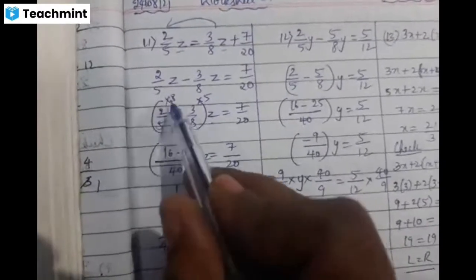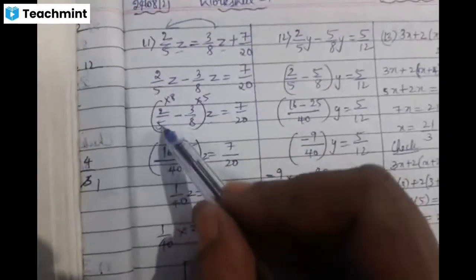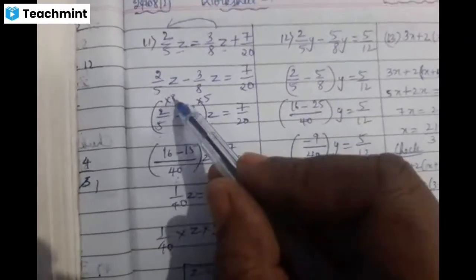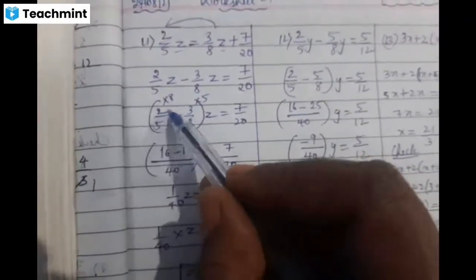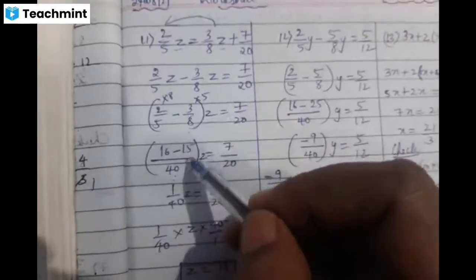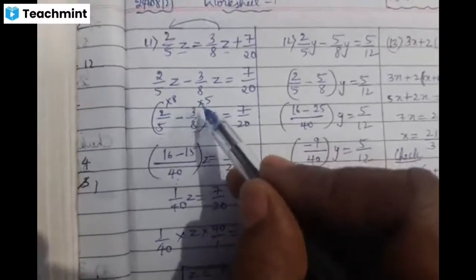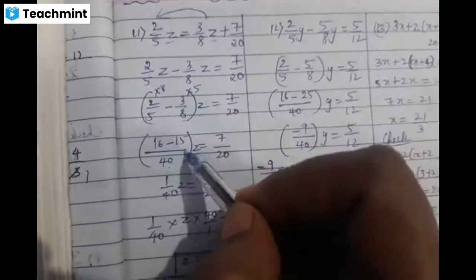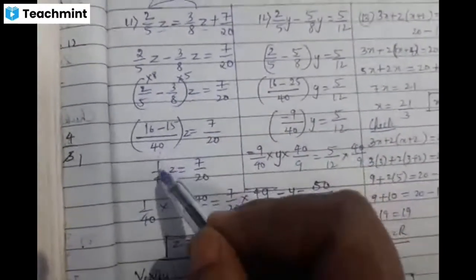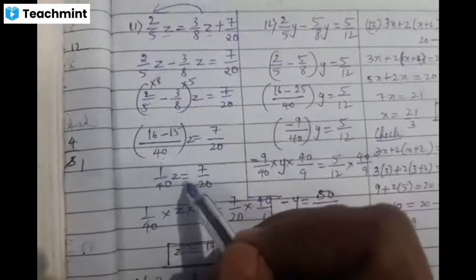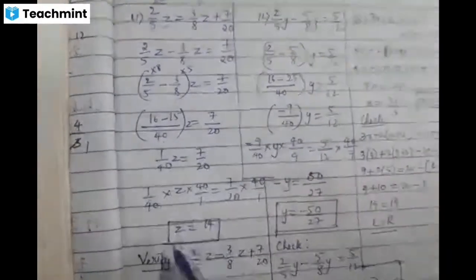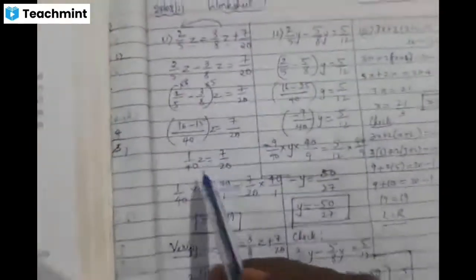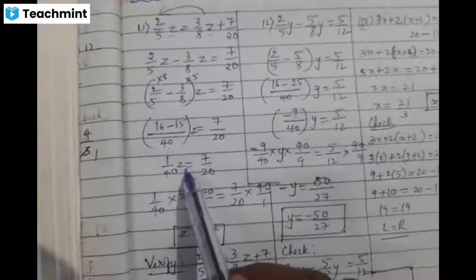First fraction, into the factor. 5, how many times is 40, children? 5 8s are 40. That 8 we are going to multiply in the numerator. 8 5s are 40. That factor we are going to multiply in the numerator. 2 8s are 16 minus 3 5s are 15. 16 minus 15 is 1, so 1 by 40z is equal to 7 by 20. Here 1 by 40 is multiplied with the z.